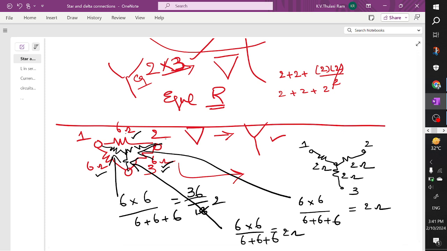So what is the thing you understood? While converting a delta network into a star network, if the given delta values are of equal values, then each branch value gets multiplied by 1 by 3. So what is the center value? 6 into 1 by 3. 3 ones are 3, 3 twos are 6. So what is the resultant resistance you got? 2 ohm, 2 ohm, 2 ohm. This formula is applied only when we have equal resistance in all the branches, like 6, 6, 6.